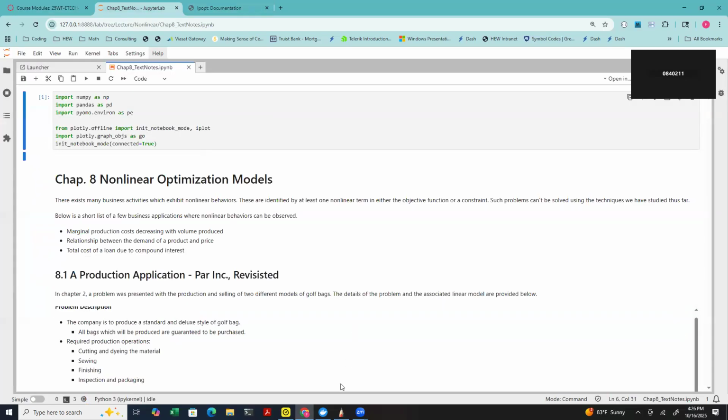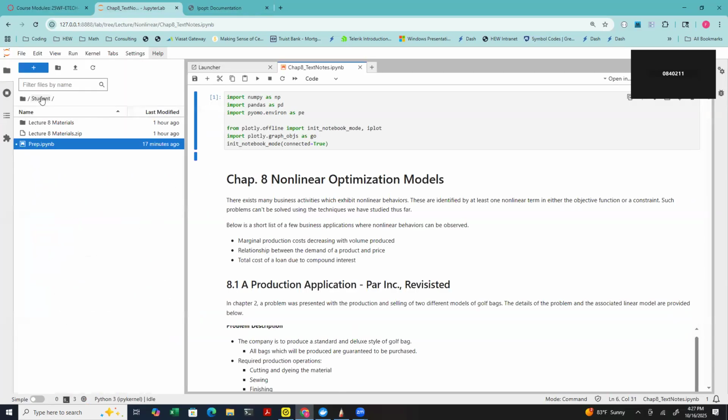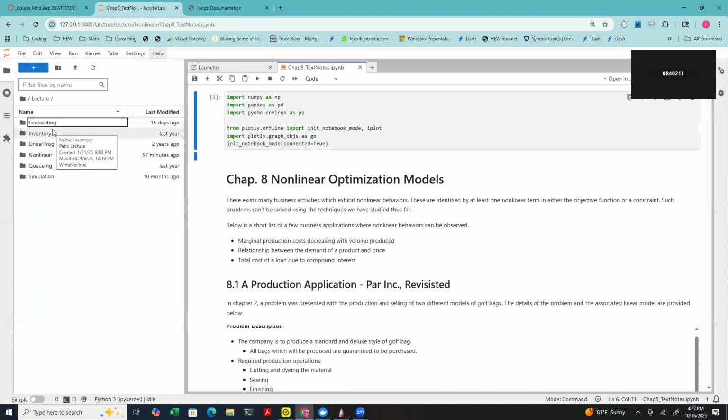I've already got my Docker container up and running. Just to make sure everybody knows where we're at: if you're going from the root of that Docker container, you'll see the lecture folder. Inside of lecture, we are now outside of the linear programming, and now we're in nonlinear. That just has a single folder in there, and you have the chapter 8 text notes, which is what you're seeing here to the right.